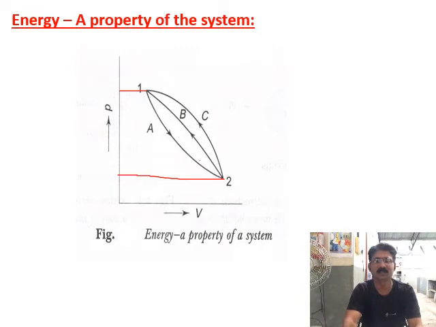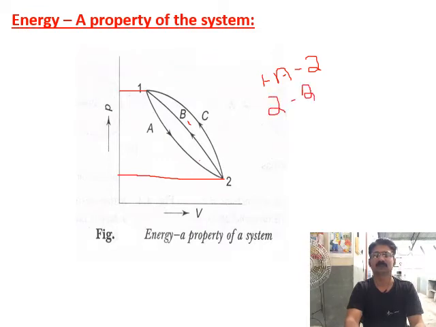For that, let us consider a change of state from 1 to 2 along the path 1A2. 1A2 is the forward process, and the return process is along two paths, 2B1 and 2C1. For these paths 2B1 and 2C1, you have to prove that the energy change is the same. Let us start this derivation in the next slide.